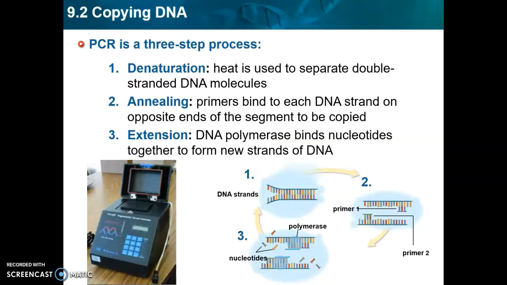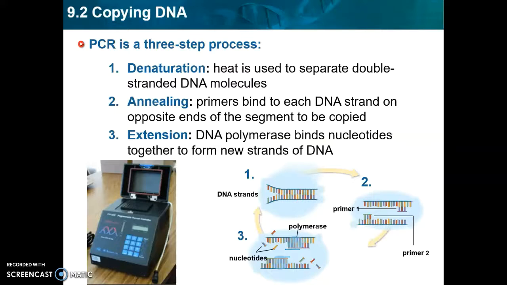Our second step is called annealing. Annealing is sticking to something. So the thing that sticks to it is primers. You will remember when we learned DNA replication, you know that there has to be a primer at the beginning of the segment of DNA you're copying. So if we're trying to copy a gene in the process of PCR, the scientist has to add primers to their sample so that that copying process can get started.